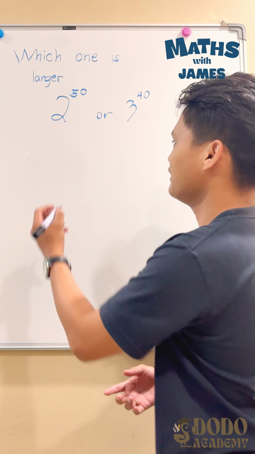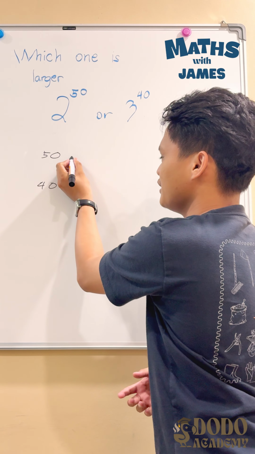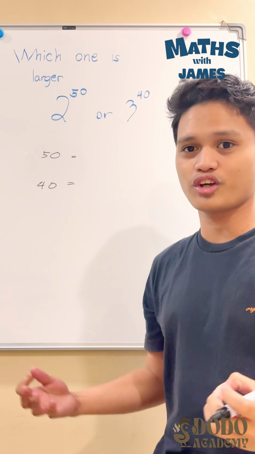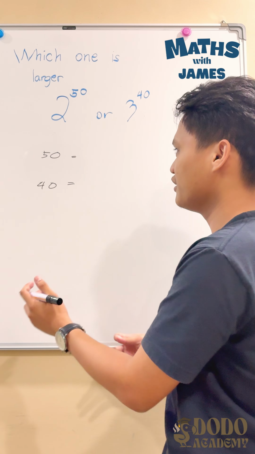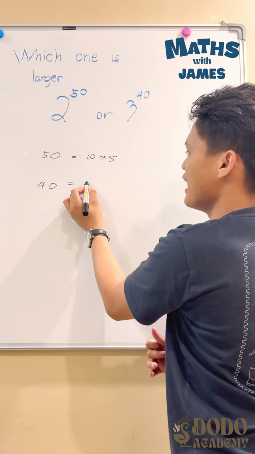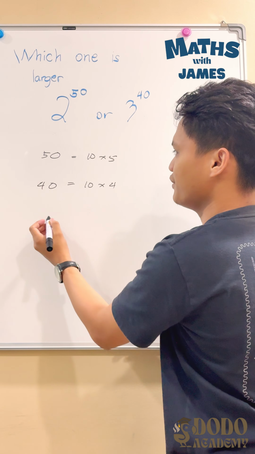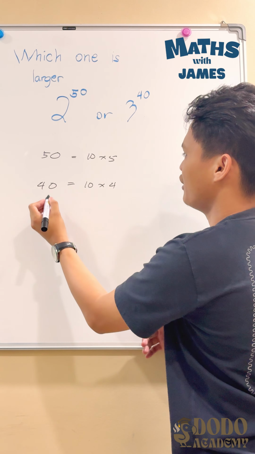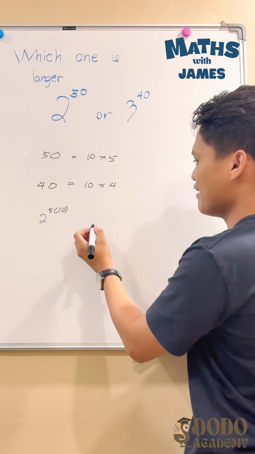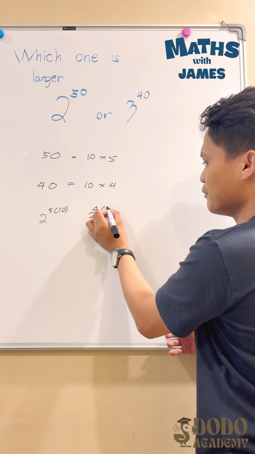We need to find a way to express our exponents 50 and 40 as a product, and we need to find their greatest common factor. In this case, we can rewrite 50 as 10 times 5 and 40 as 10 times 4. So with this, we can now rewrite 2 raised to 50 as 2 raised to 5 times 10. And we have 3 raised to 4 times 10.